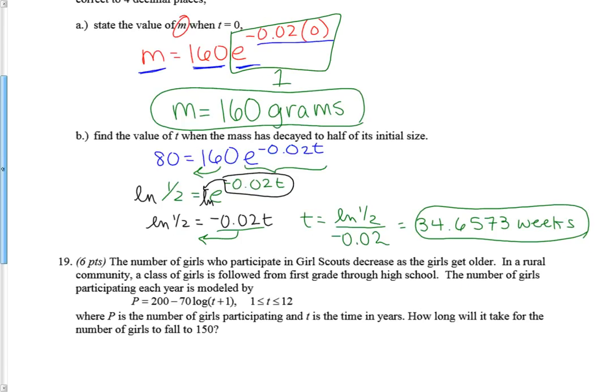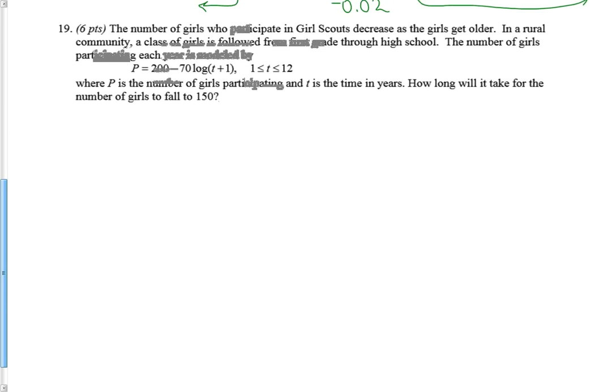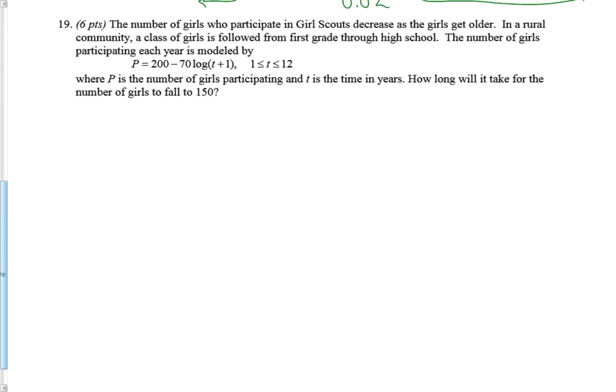Looks like we have one more problem down here on the end, so I'm going to scroll down. Number 19. The number of girls who participate in Girl Scouts decreases as the girls get older. In a rural community, a class of girls is followed from first grade through high school. The number of girls participating each year is modeled by this function, P equals 200 minus 70 log of t plus 1, where t is between 1 and 12. P is the number of girls participating, and t is the time in years. How long will it take for the total number of girls to fall to 150?